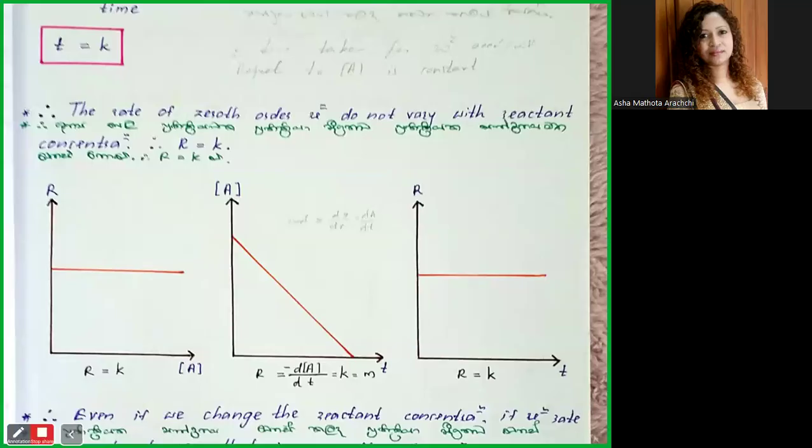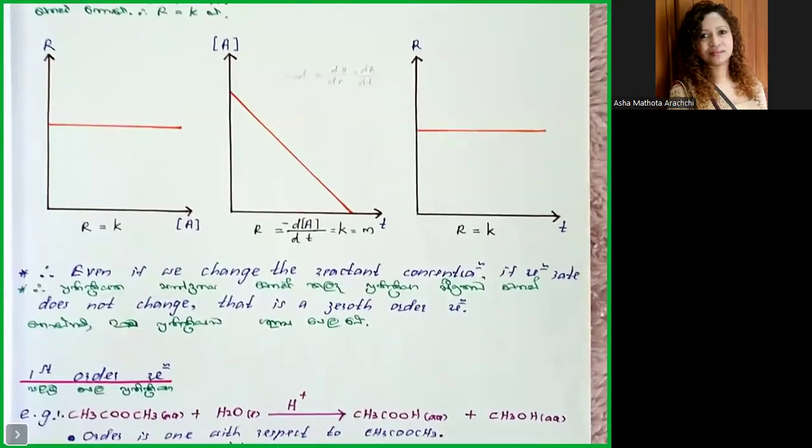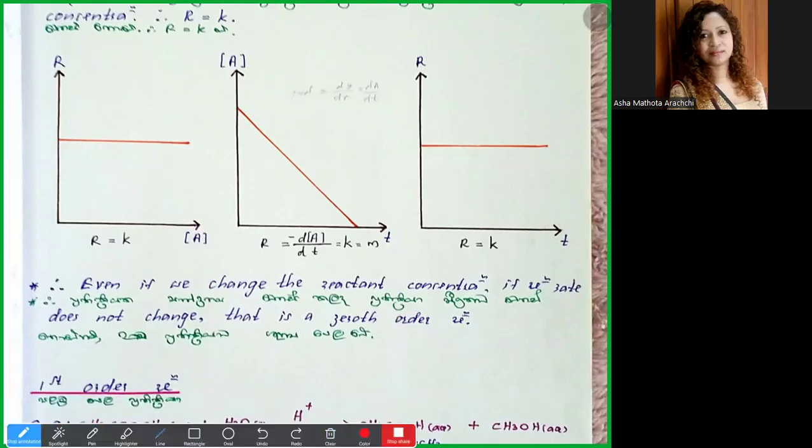Moving on. Okay, then how do we know any reaction is zero order? Any reactant is zero order. We change the concentration, but still the rate is constant. Rate is not changing. So then we can decide it's zero order with respect to that reactant. Because even if we change the concentration, see the rate is not changing. Rate is constant. Let's write that.